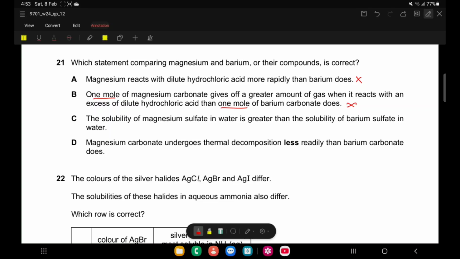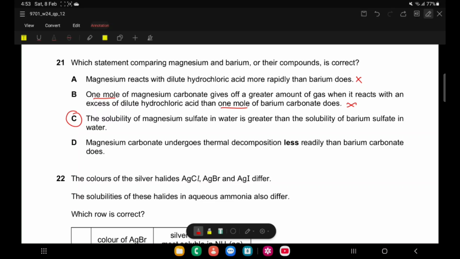Solubility of magnesium sulfate in water is greater than the solubility of barium sulfate in water. Well, this is our answer, because going down group 2, the solubility of the sulfates increases.